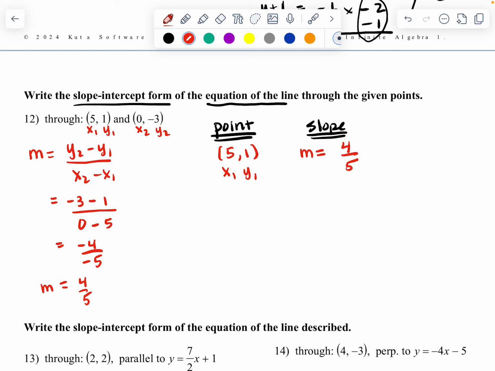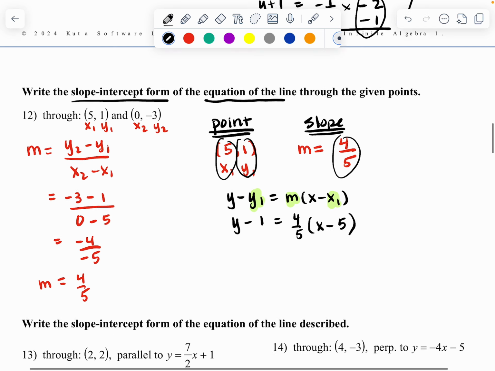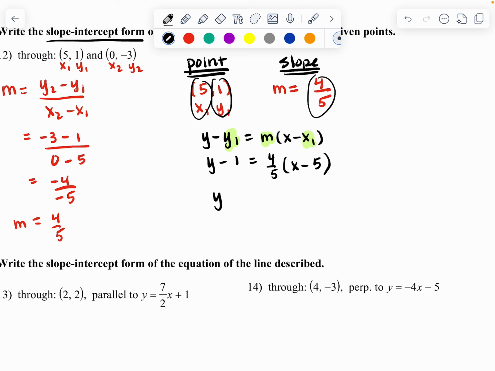I have a point, I have a slope, I can put this into point-slope form, which again is y minus y1 equals m times x minus x1. And again, I need to replace the y1, the m, and the x1. So let's do that. So it's y minus, your y1 is 1, equals the m, which is 4/5, times x minus 5. Now, you guys, I know fractions are like the end of you, but we can do this.